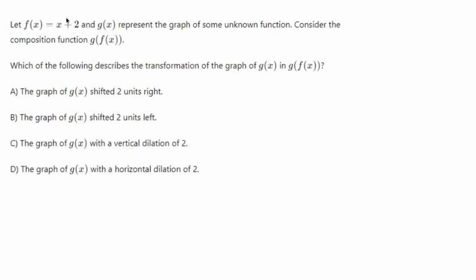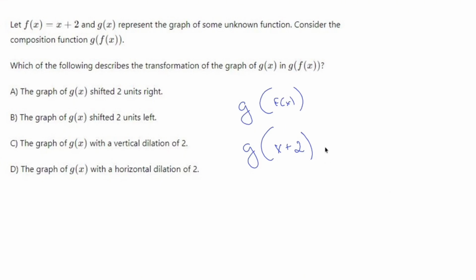Let f of x equals x plus 2 and g of x represent the graph of some unknown function. Consider the composition function g of f of x. All right, well, g of f of x would be me replacing f of x with x plus 2. So I now have g of x plus 2. Neat. Which of the following describes the transformation of the graph of g in g of f of x?